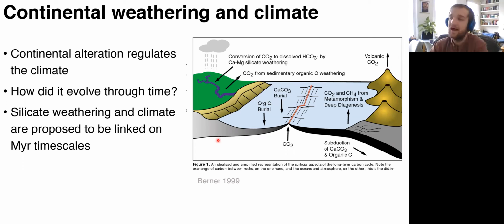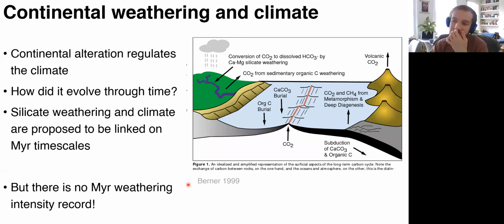As a result, how this evolves through time is a pretty key data constraint on how the climate has evolved on million-year timescales. So this is a Bob Berner paper from 1999, but the original proposal was in the 80s by Walker et al., that chemical weathering and the climate operate in a feedback loop. So what's the problem? Well, unfortunately, this is a notoriously difficult relationship to identify because there is currently no real long-term record of chemical weathering.